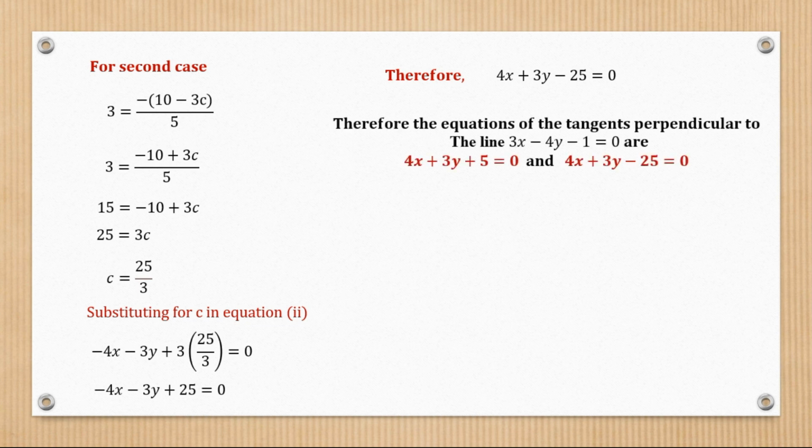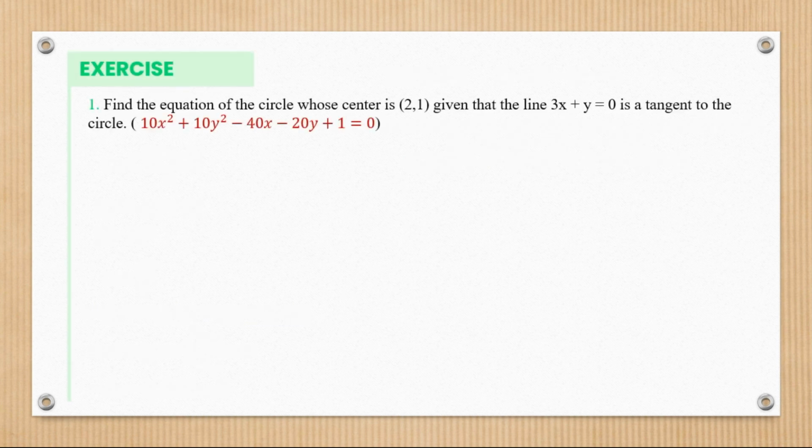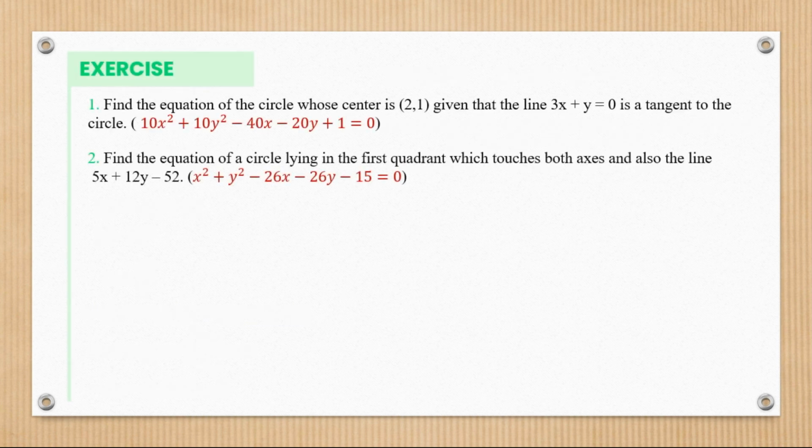Therefore, the equations of the tangents perpendicular to the line 3x minus 4y minus 1 is equal to 0 are 4x plus 3y plus 5 is equal to 0, and 4x plus 3y minus 25 is equal to 0. Alright, so this has been a long ride with tangents. Next, I have an exercise for you. I encourage you to try out these numbers and then get better.